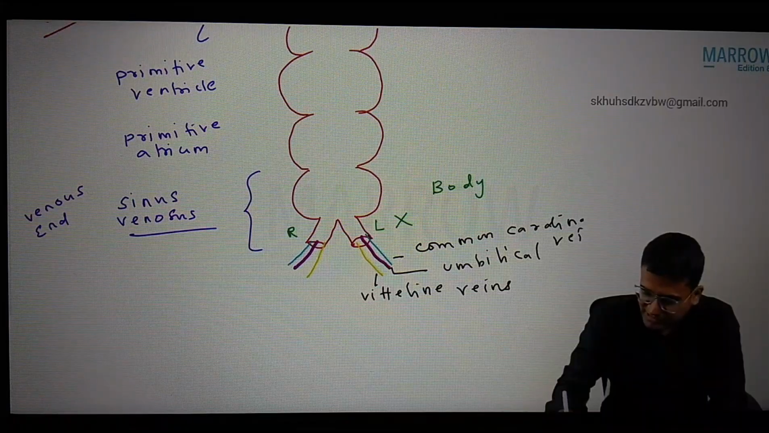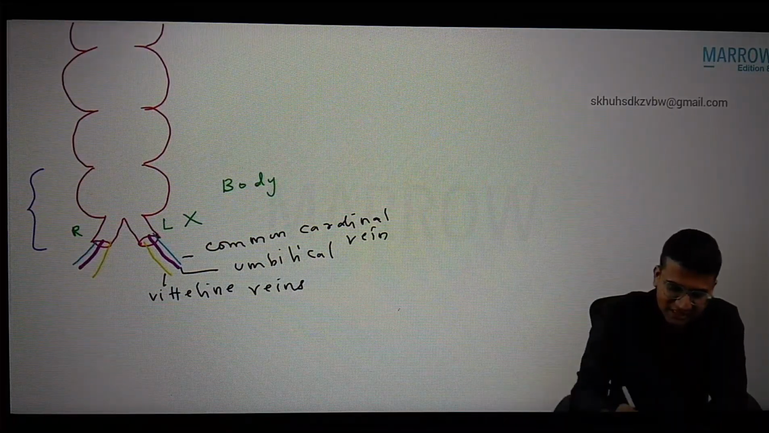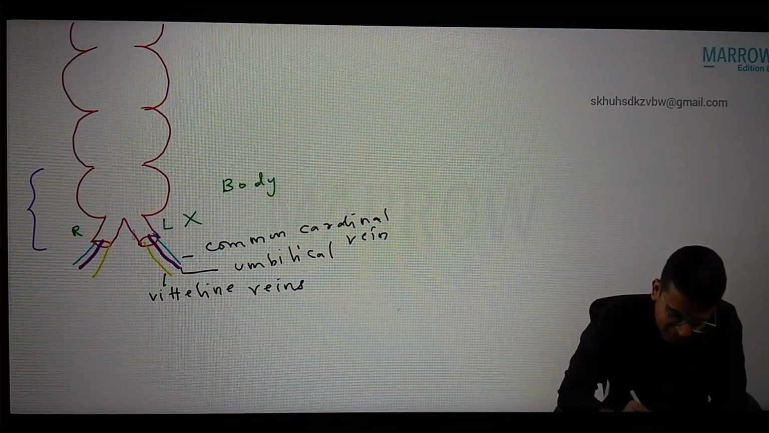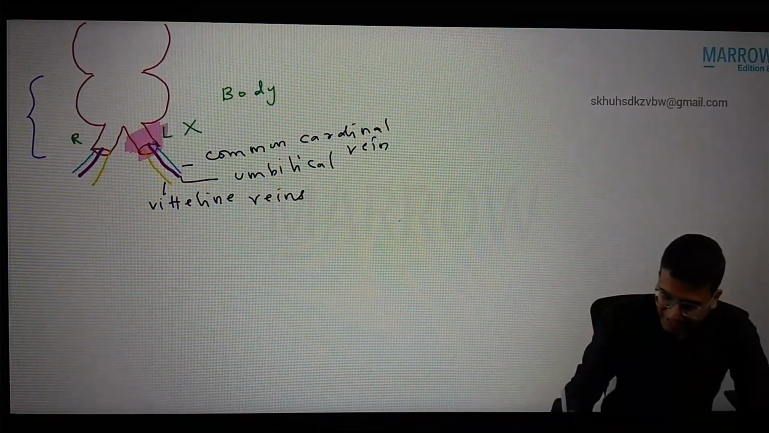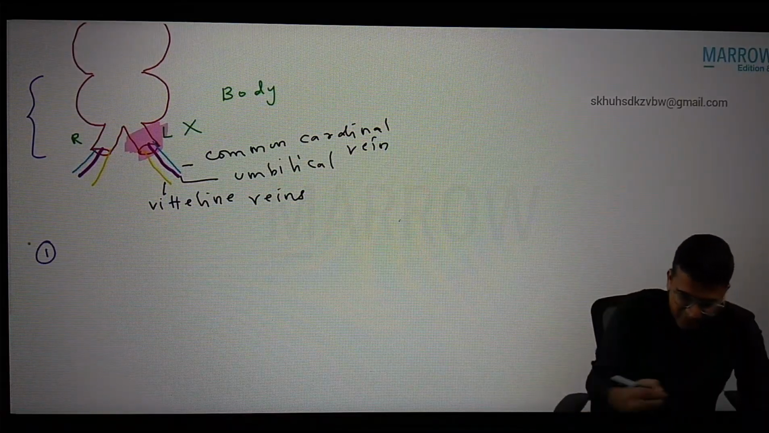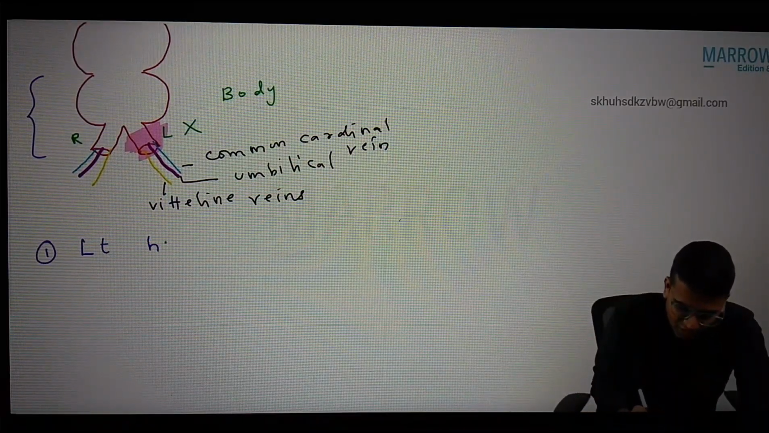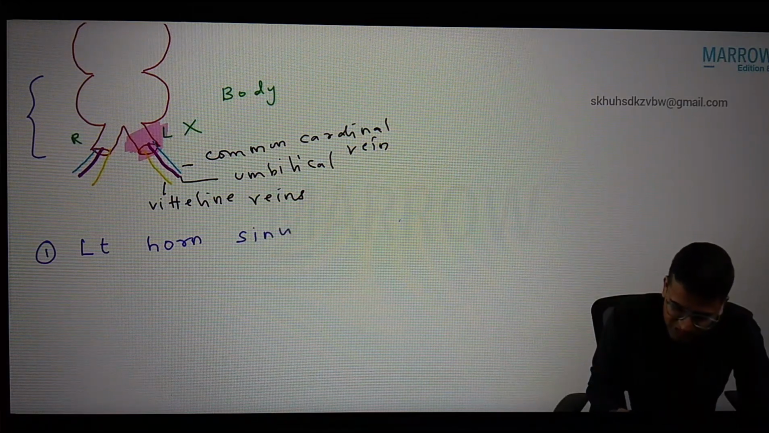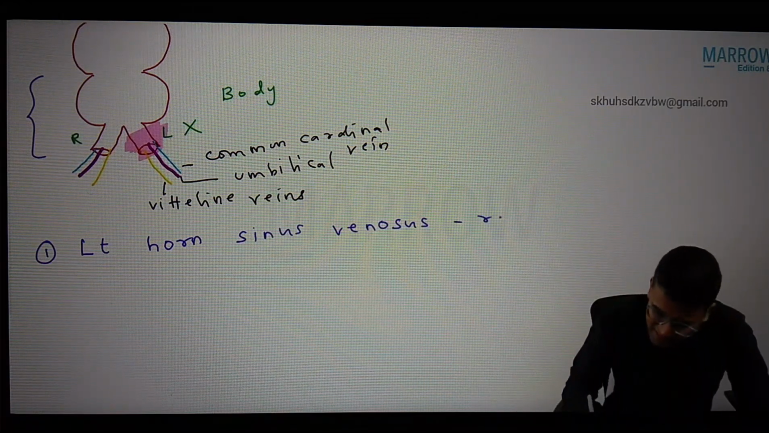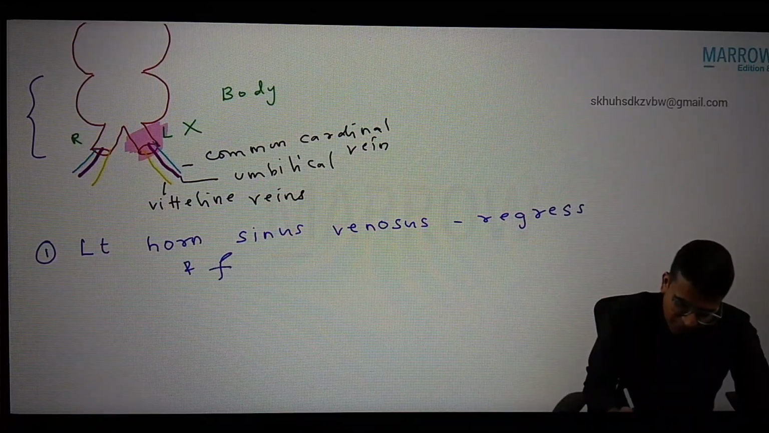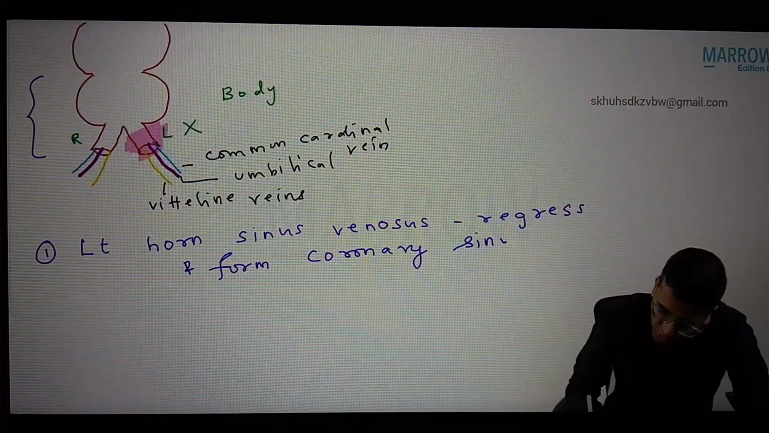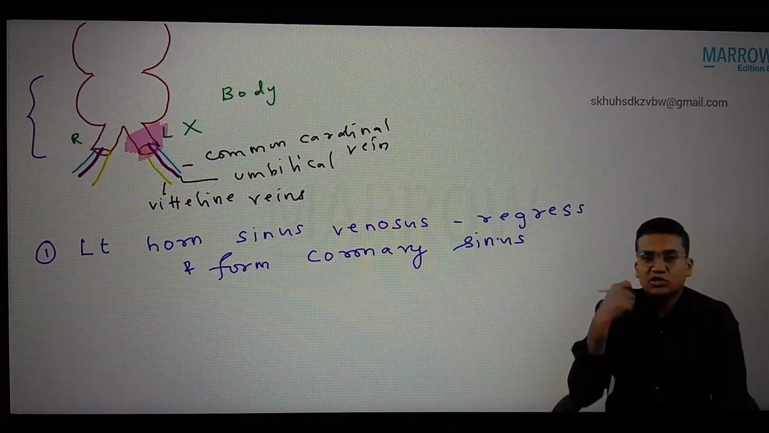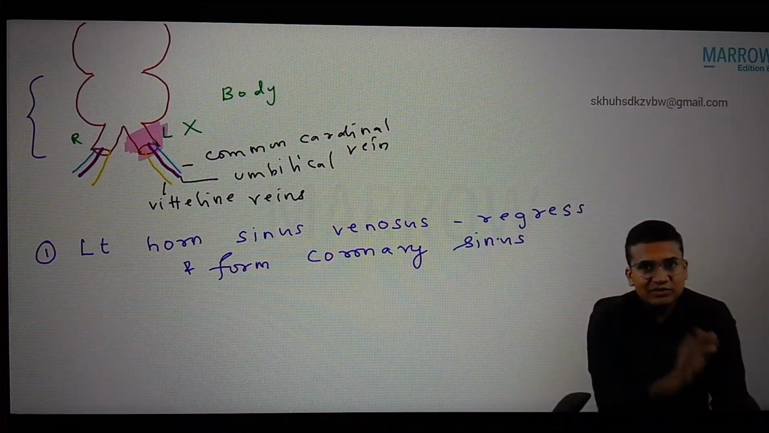Now, the left horn of sinus venosus regresses. So the left horn of sinus venosus regresses and it forms the coronary sinus. So please write, this part will regress. I am shading, no? So this part will regress. So by the side you can write, number 1, derivatives you're going to list out. So left horn of the sinus venosus regresses and forms coronary sinus. Now coronary sinus carries venous blood from the heart.